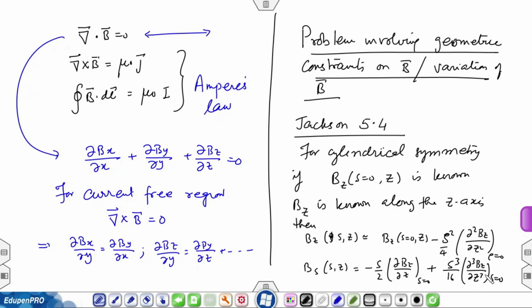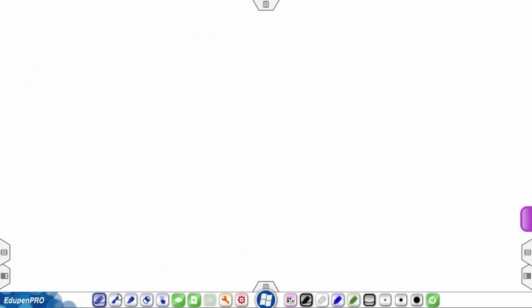This is a problem, and we are going to use the geometric constraints on B for this. So, let us do that problem now.